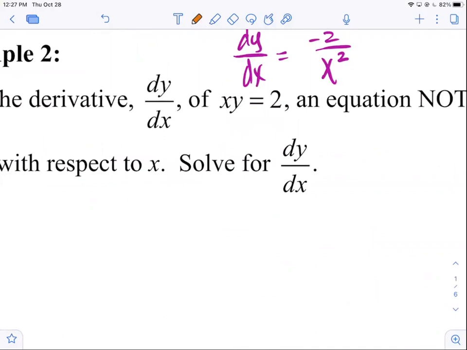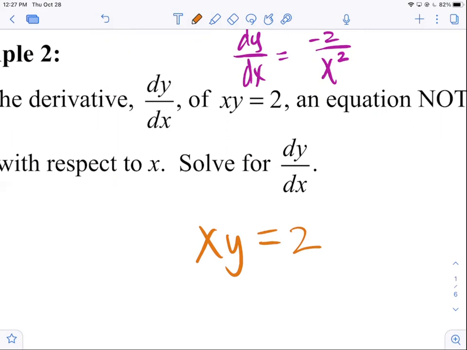xy equals 2. I'm going to rewrite it. If you have an equation that is not currently solved for y explicitly as a function of x, your first step should be, can I solve it for y as a function of x? Because if you can, it's going to make life easier. But who wants an easy life, right? So I'm not going to do that here because I'm trying to prove a point.